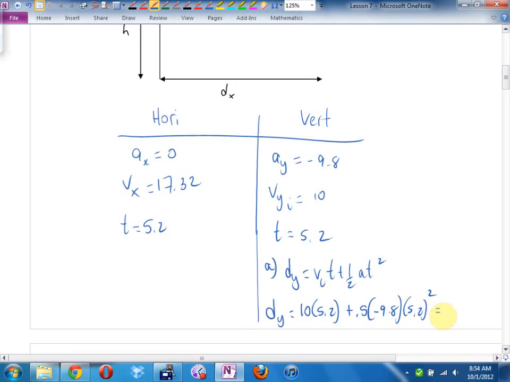I think you're going to get a negative. Do you get a negative? What's the negative telling you? You ended up below from where you started from. Now, did I ask for the vertical displacement in the question, or did I ask for the height? Height. Height, scalar or vector.